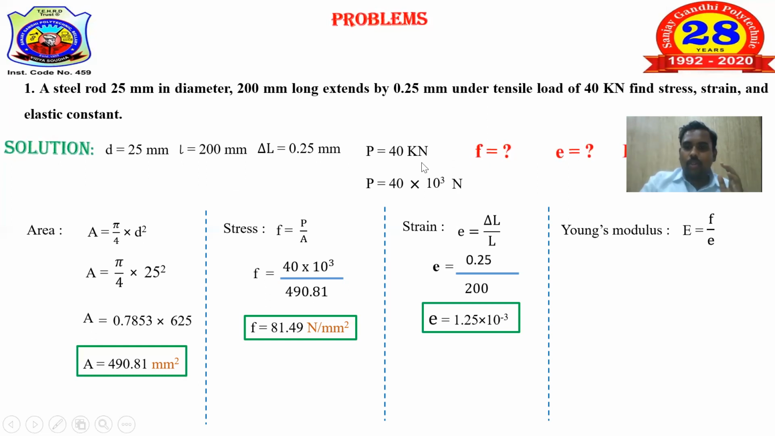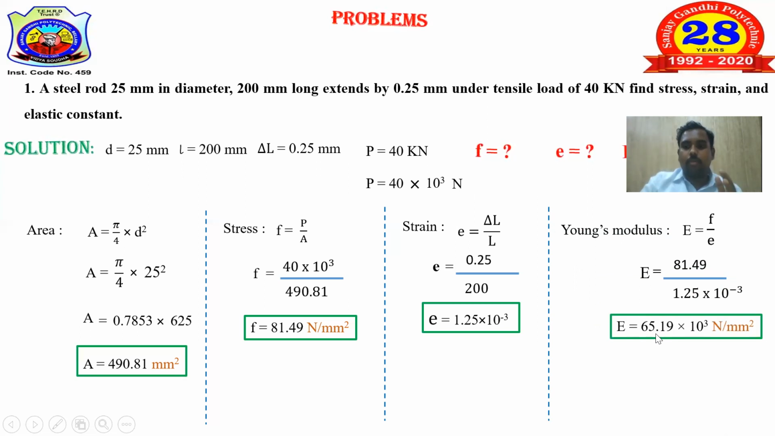So capital E is Young's modulus. It is unknown. Okay, we have one unknown. What about stress? We have the value. What about strain, small e? Yes, we have the value. So we have one unknown, then we can solve the problem. E as it is equals stress, which is 81.49, divided by strain, 1.25 into 10 power minus 3. On calculation, I'll get the value of E equals 65.19 into 10 power 3 Newton per mm square. That is the unit for Young's modulus.